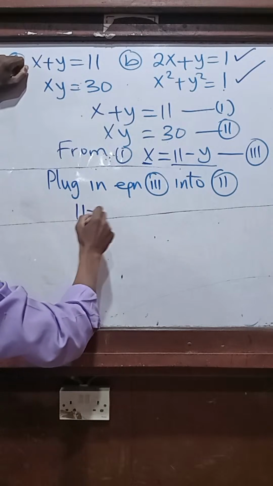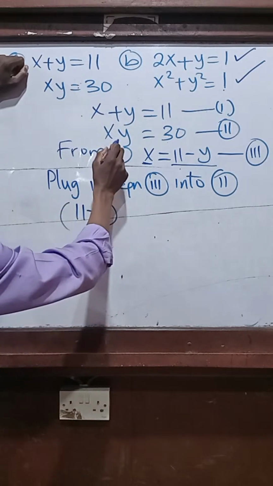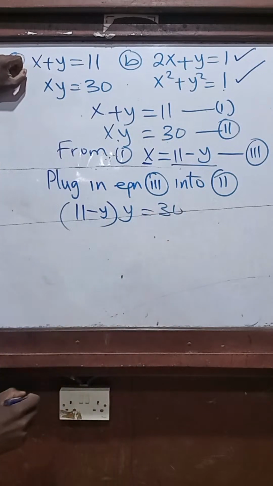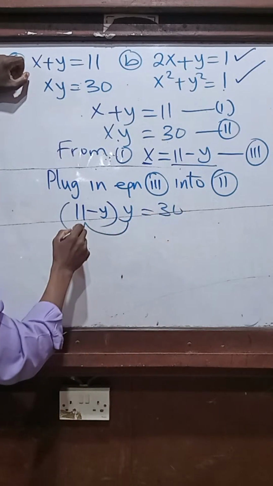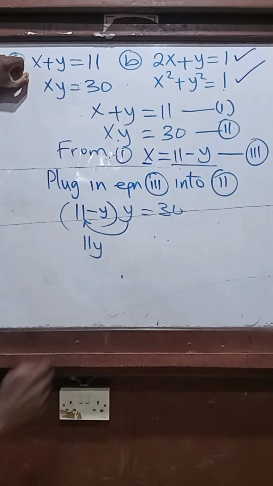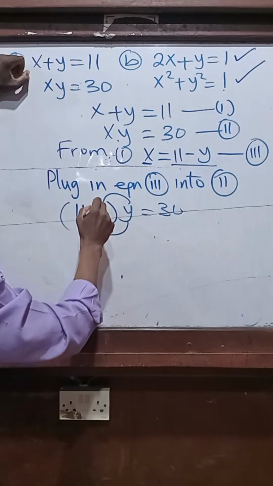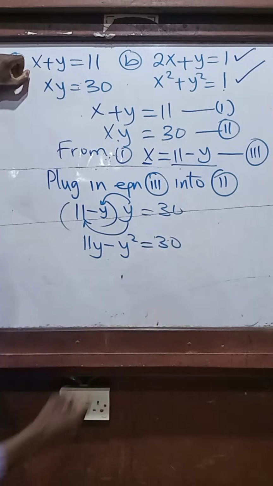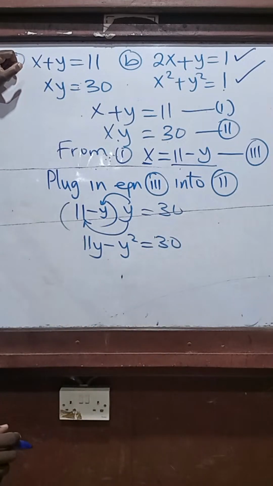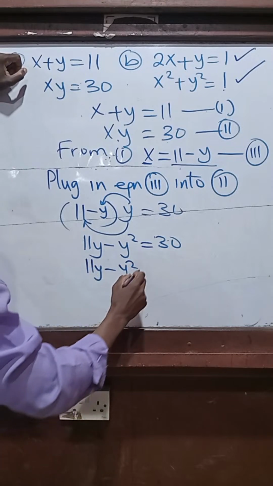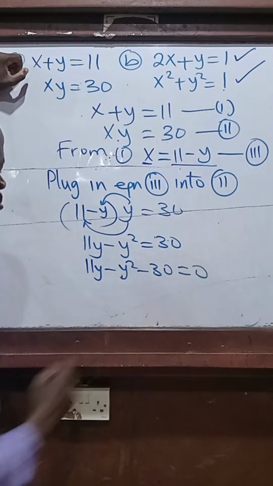That will be 11 minus y times y equal to 30. Do the expansion. This one times this one, that's 11y. This one again times this one, that's a minus y squared, equal to 30. Bring all the terms to one side. So that will be minus 11y minus y squared minus 30 equal to 0.